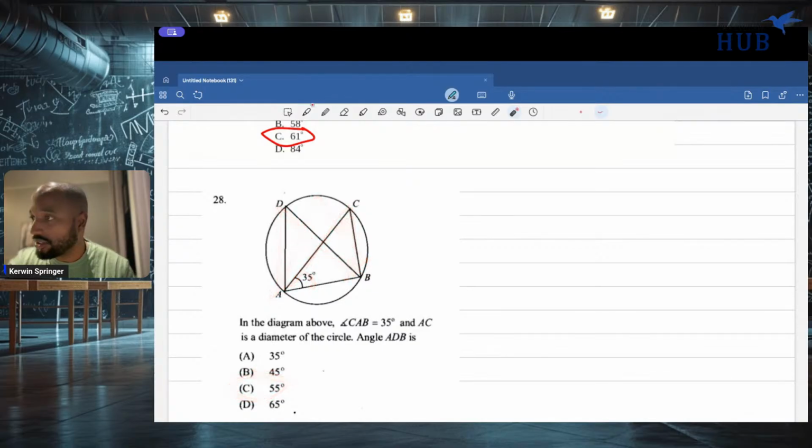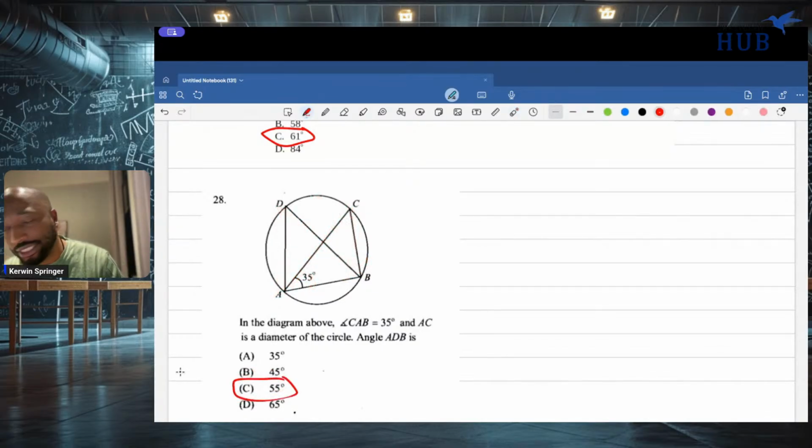So see again, Gina coming in with some sweet answers. Angle ADB, right? Yeah, so they wanted this one. It turns out that these two angles are the same, and this is 90. So 55, 55. Well done, Gina.